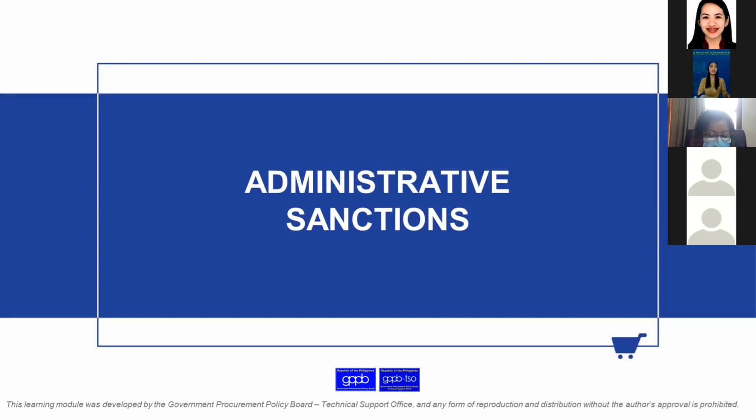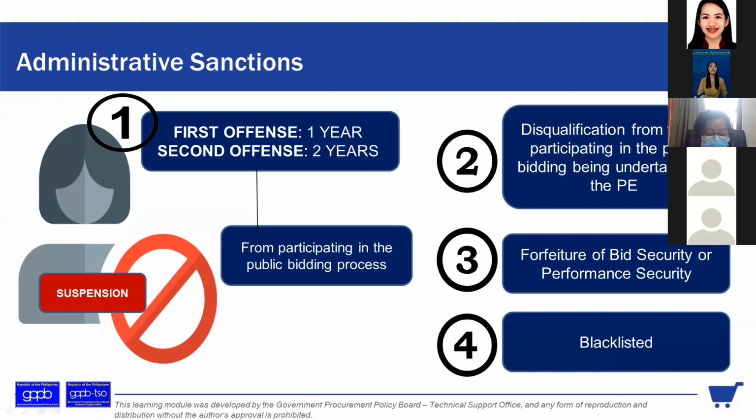So, let's go with the suspension. Of course, my first strike, second strike, yan. Pag first offense na, 1 year lang, no? Suspension for 1 year for first offense and for 2 years for second offense for the suppliers or prospective bidders in participating in public bidding process, no? And disqualification from further participating in the public bidding being undertaken by the procuring entity.